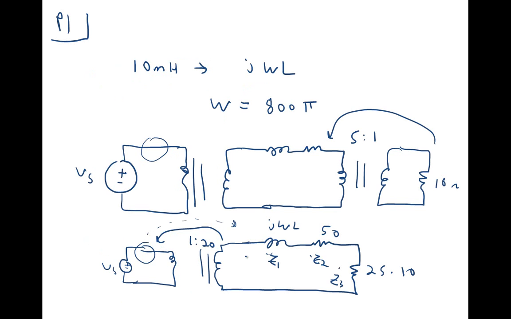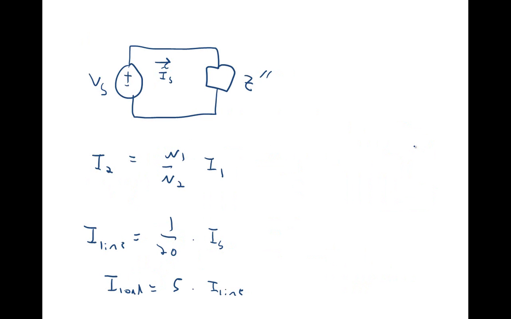Because once we have this Is, we can reflect it across here. So again, here's your Is, reflect that across there. This gives you your I line. The I line is the primary current for the second transformer, so you can reflect that across to get your I load. And once you have I load, you can find the voltage across the load, because you know the voltage across the load has to be the current flowing in the load multiplied by resistance, which is 10 ohms. And so that's how you would want to do problem 1.